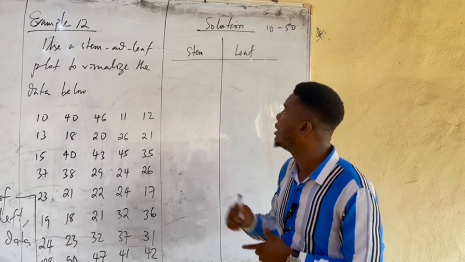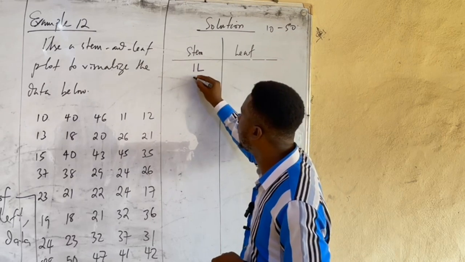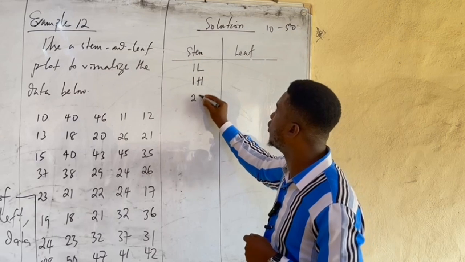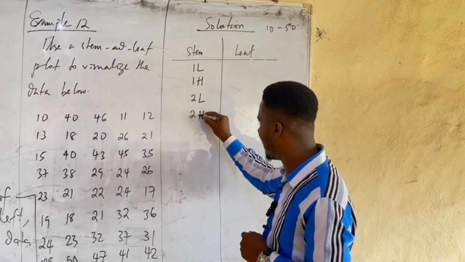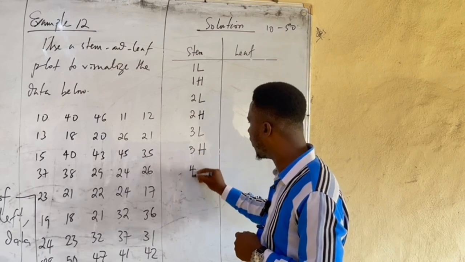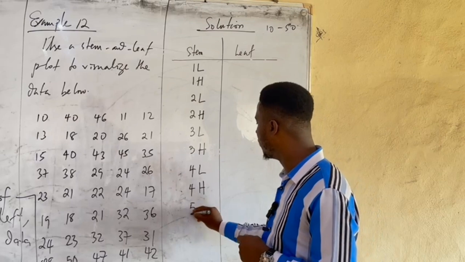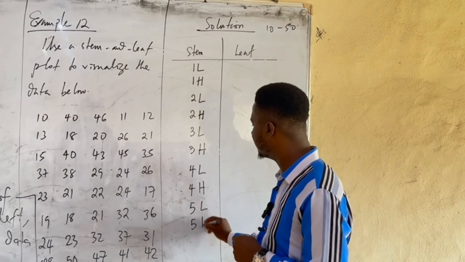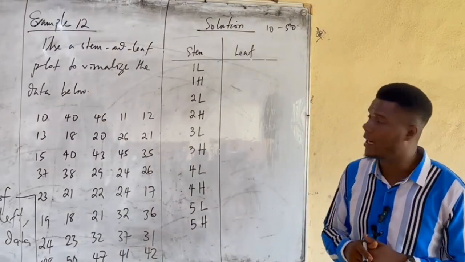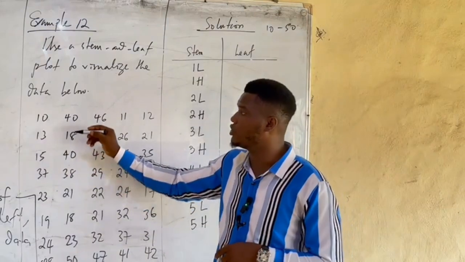Lesser than 15 we will call low. So I'm going to put here 1 low, 1 high. You see that? I will put 2 low, 2 high. 3 low, 3 high, 4 low, and 4 high. Then 5 low and 5 high. I'm going to put my spread under the stem. Now, look at it this way. Once you get that done, please just go back to your data.